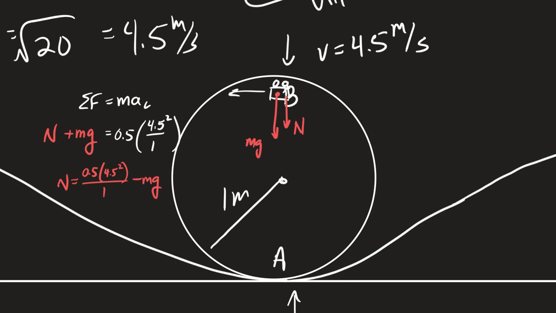Now, I see 10 minus 5. Is that what you see? We got the 4.5 by taking the square root of 20. So 0.5 times 20 is 10. And mg is just 0.5 times 10. So this comes out to be 5 newtons. And it's positive, which means we're good. The car can successfully make it through the loop under these conditions.